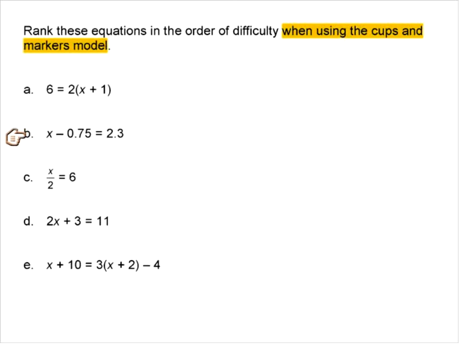Why doesn't B fit in the model? Because it has rational number coefficients. What about C? Yeah, you would have to start with a half a cup, and we don't have half a cup. Okay, that's why these would be difficult. So it's funny how the ones that we thought were easiest in the traditional program are actually the ones that were most difficult or not possible to do with a model.